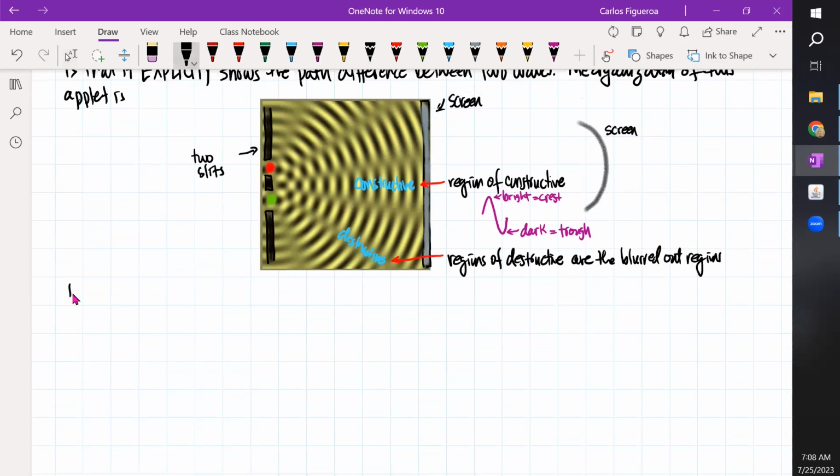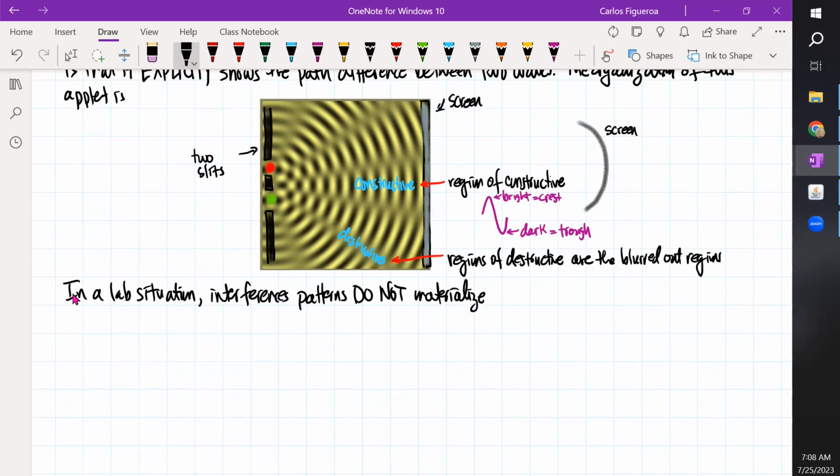In a lab situation, interference patterns do not materialize like this. In order to do that, one needs a ripple tank.